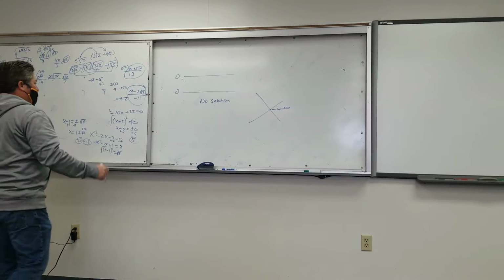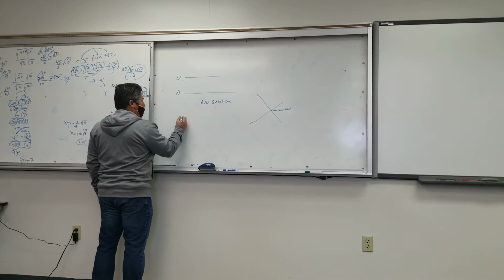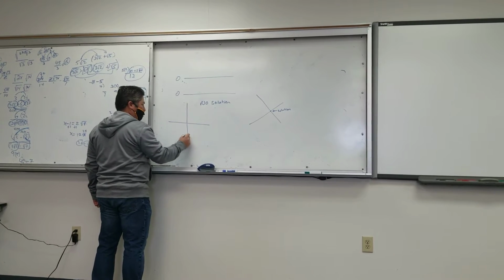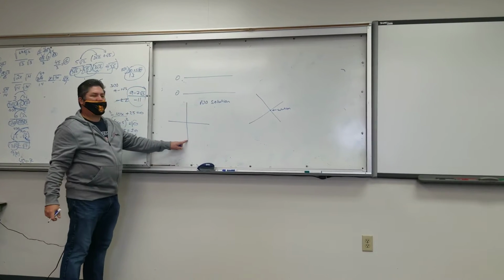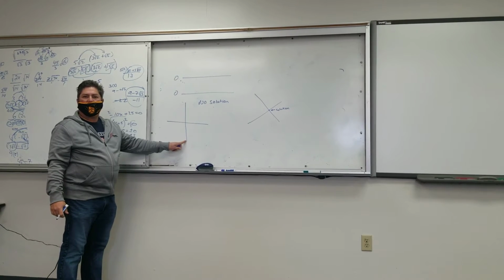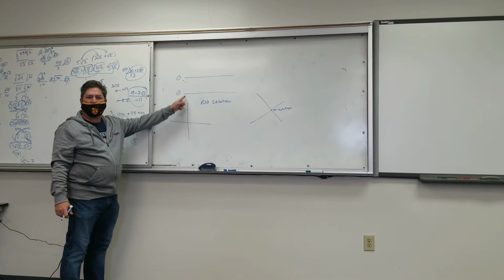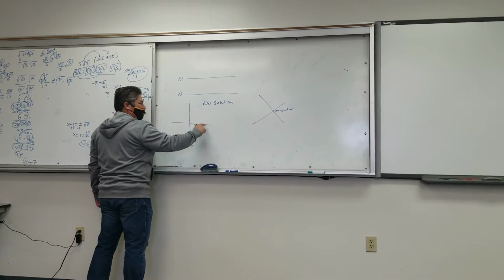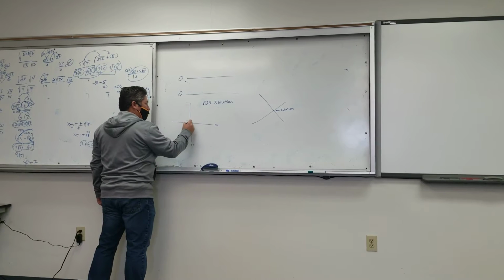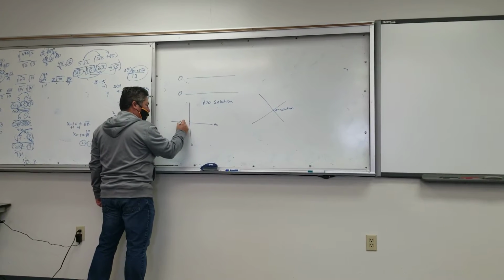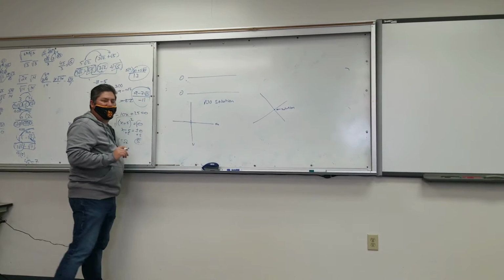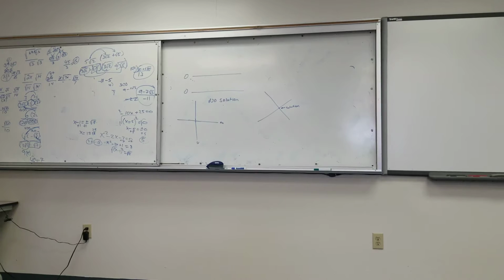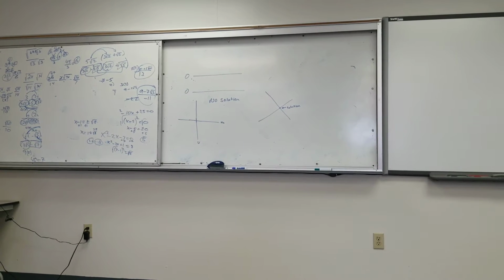Now let's graph this. Real simple. What type of line is this? Vertical. What type of line is this? Horizontal. How do they meet? I mean, they obviously cross, but what's special about this type of relationship? They meet at a point, that's for sure.